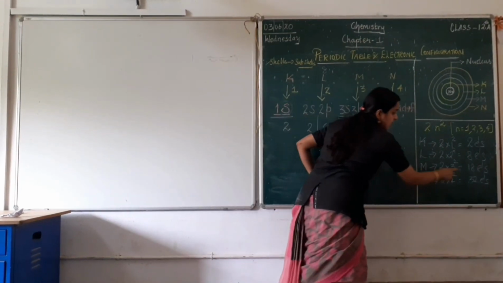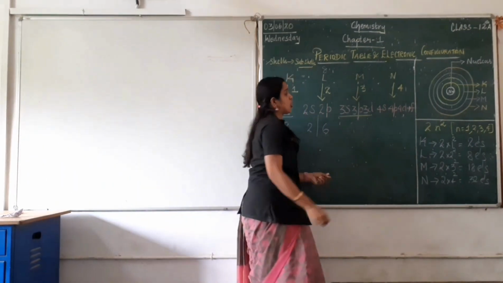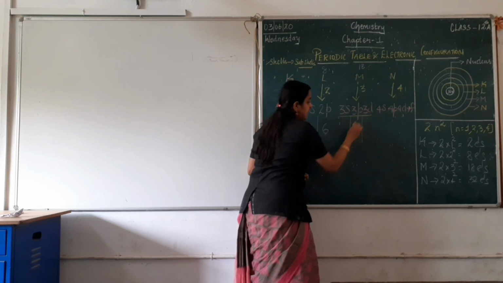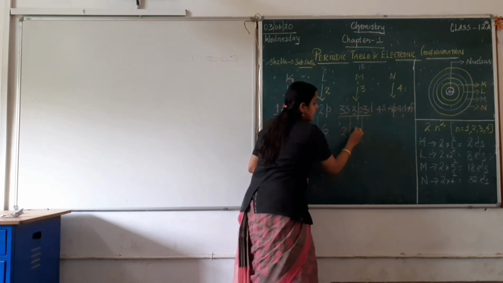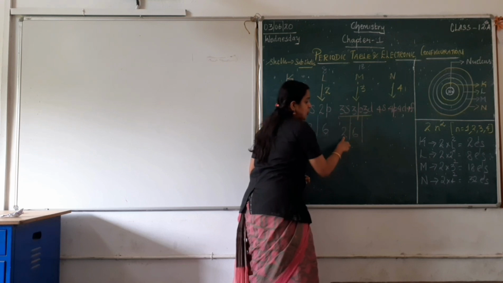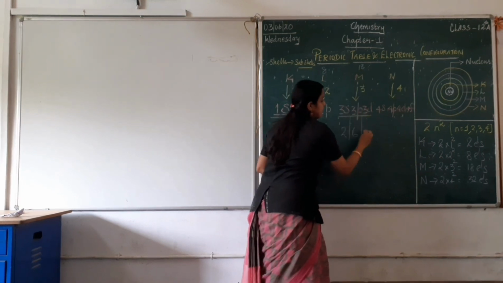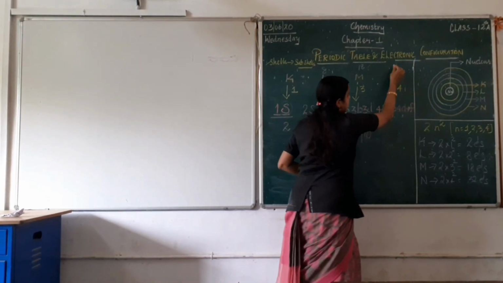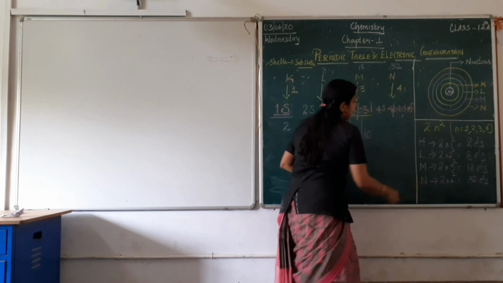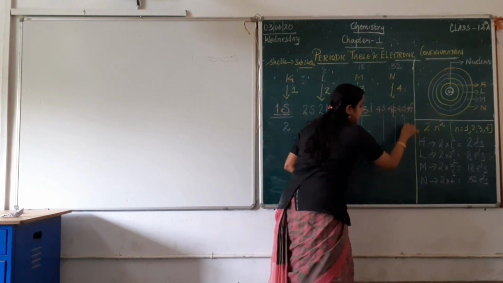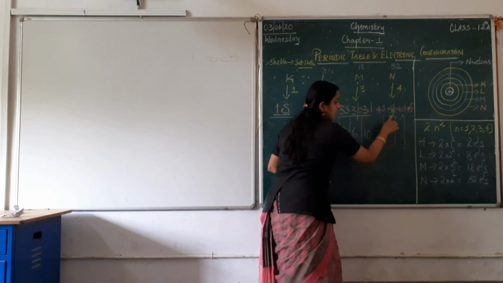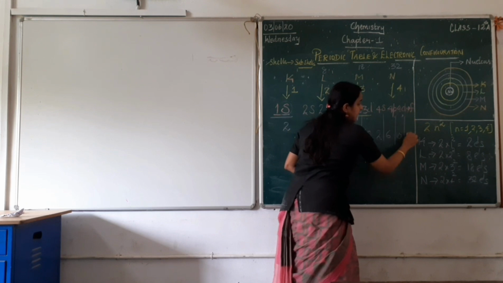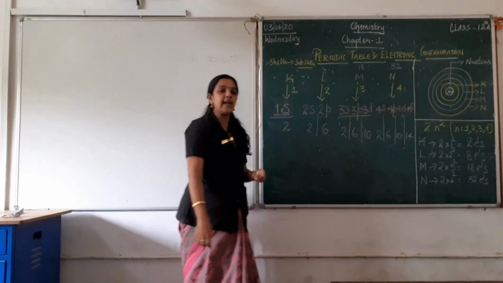Now third, we saw M shell can take 18 electrons. So when I say 18, if I am going to split S, P and D, 2 for S subshell, 6 for P subshell, 2 plus 6 is 8 and remaining will be 10 electrons for my D subshell. Last one, N shell can take 32 electrons. So when I split S, P, D up, S can take 2, P can take 6, D can take 10. Total, the remaining will be 14 electrons in the F subshell.